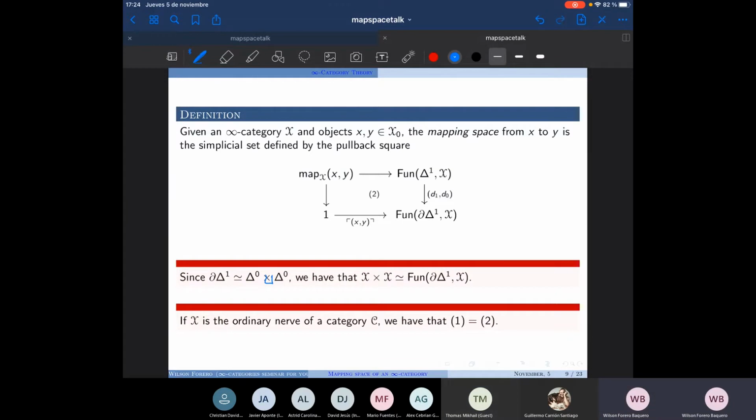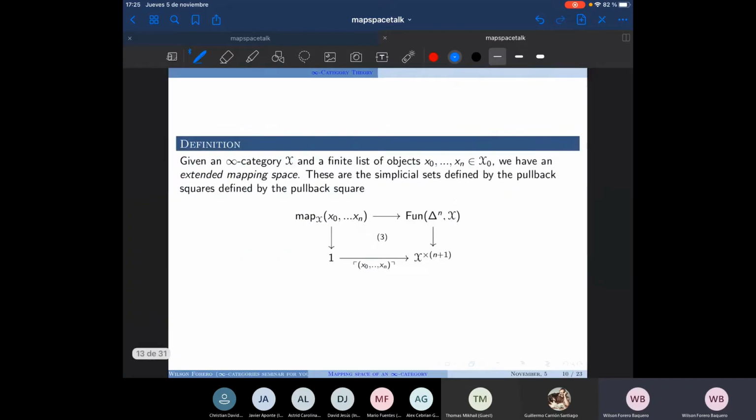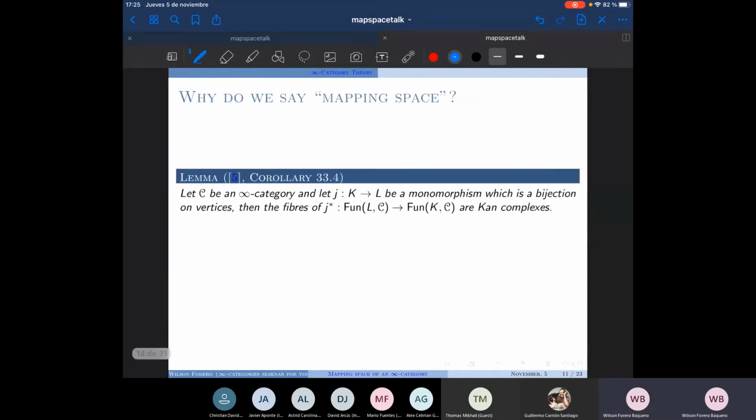So I will continue. Okay, but we only take two objects, but in infinity categories, we have the option to take the pullback along any number of objects. In other words, we can repeat the same construction, but now we take n objects. So we change the Delta 1 for Delta n and repeat the same construction. And again, this pullback is a simplicial set.